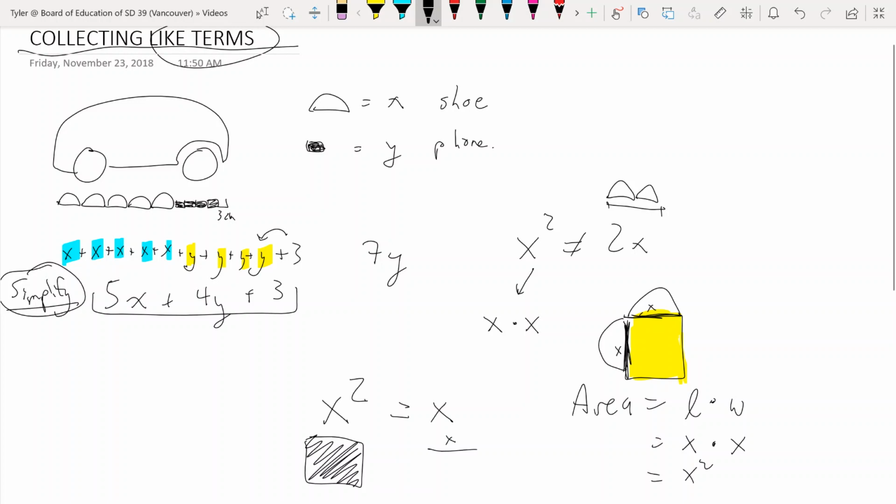So be careful, because if you have a question that says x squared plus x, these two can't actually combine together because they're not like terms. They're not exactly the same. But if you had x squared plus x squared, so you have 2 of those rectangular boxes, you can actually say that's the same as 2x squared. Those are like terms and can combine.